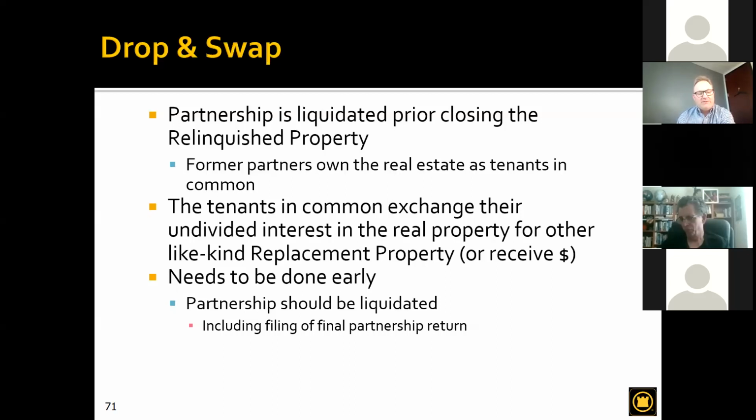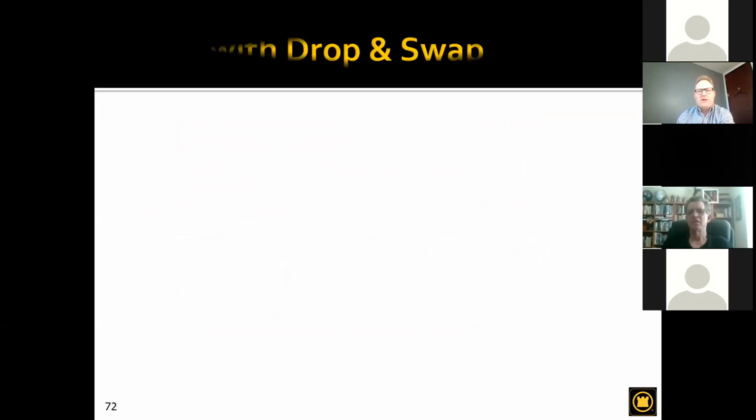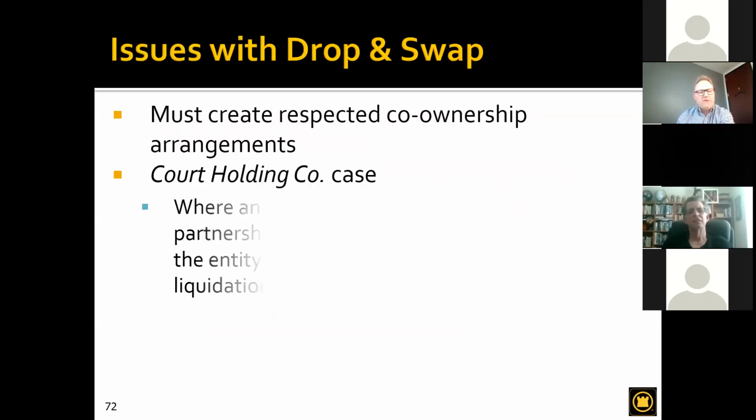Get it on 2 separate tax returns. File the final partnership return, and then once converted to co-tenants, they each need to report those tax attributes of the property to their own tax returns. But again, it has to be done early. Issues with this, again, got to create that respected co-ownership.